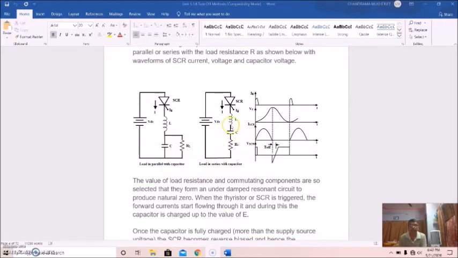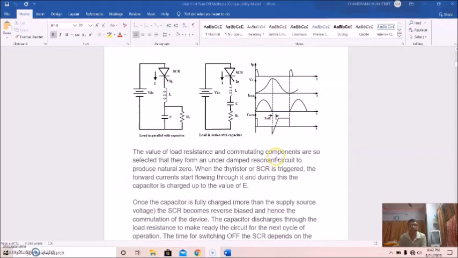Since there are two circuits, this is the gate current, this is the capacitor voltage, this is the thyristor current, and this is again the thyristor voltage. This time is the turn-off time.